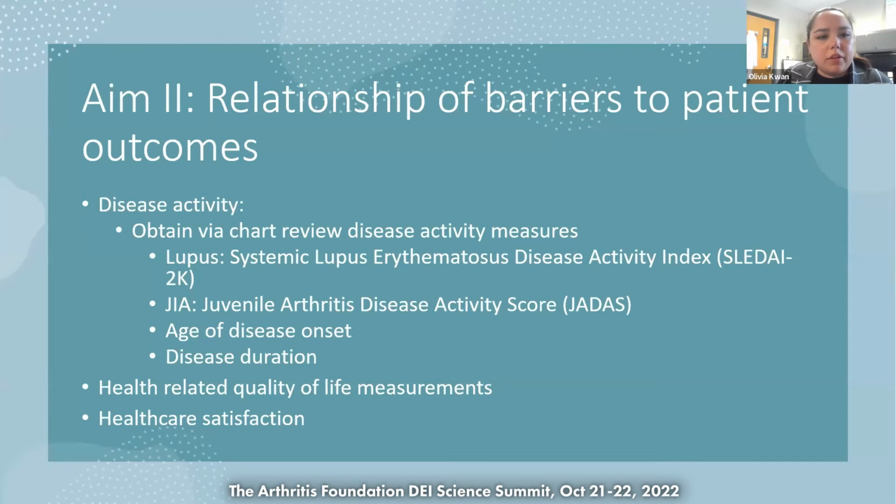For our second aim, we're looking at the relationship of barriers to care to patient outcomes. So we'll be looking at disease activity. Via chart review, we'll obtain a SLEDAI score as well as a JDAS score for their respective diseases, as well as age of disease onset and their disease duration. We'll also be obtaining health-related quality of life and healthcare satisfaction surveys.